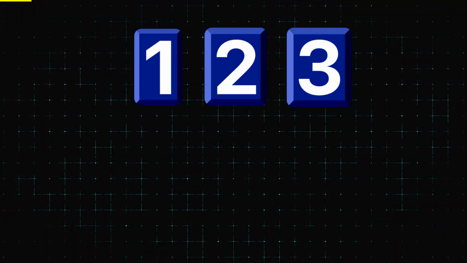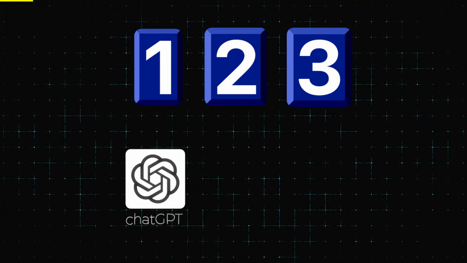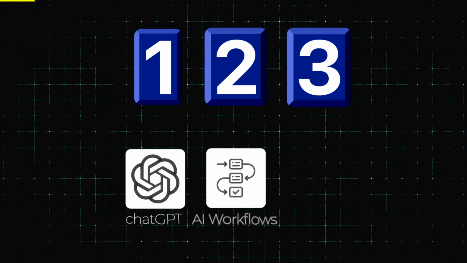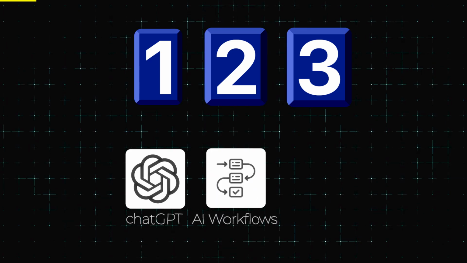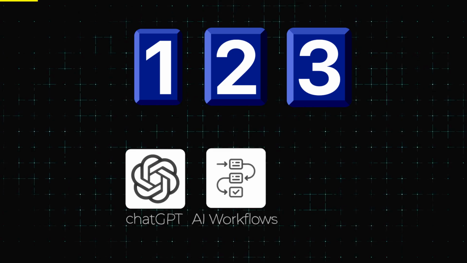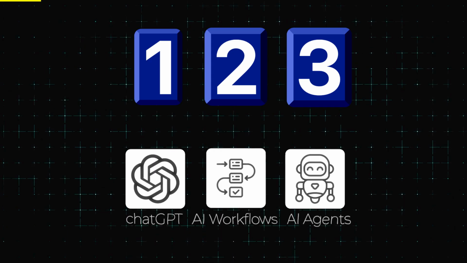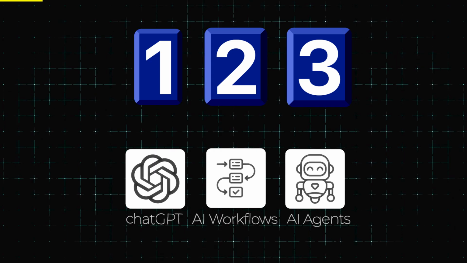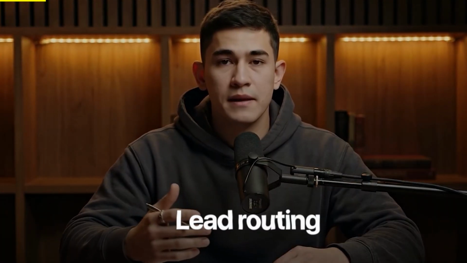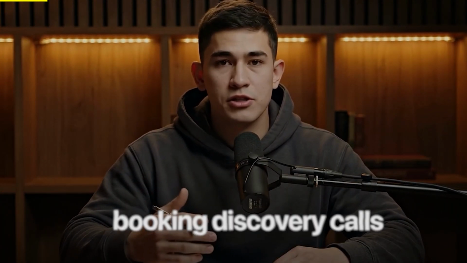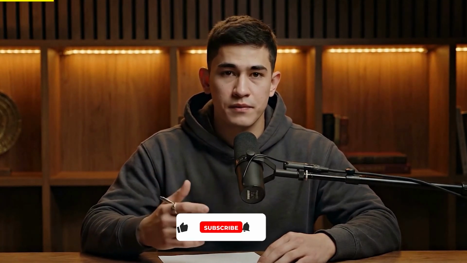Start with what you already know, ChatGPT-style LLMs. Then we'll layer on AI workflows, the automations you already run in GHL, Zapier, or Make. And finally, we'll show what actually makes something an AI agent and why that matters for scaling client acquisition and operations. Along the way, I'll use examples you'll recognize: lead routing, nurture sequences, booking discovery calls, and CRO experiments. Trust me, the scary sounding acronyms aren't magic. They're just patterns. So let's start with the first level.